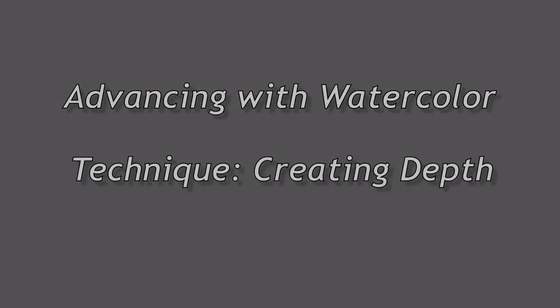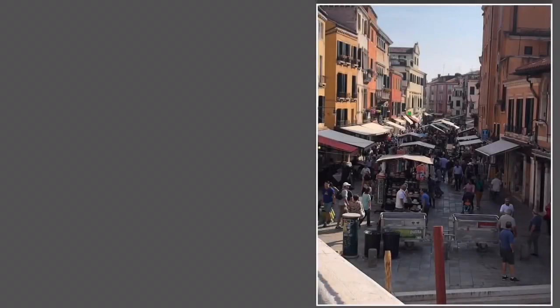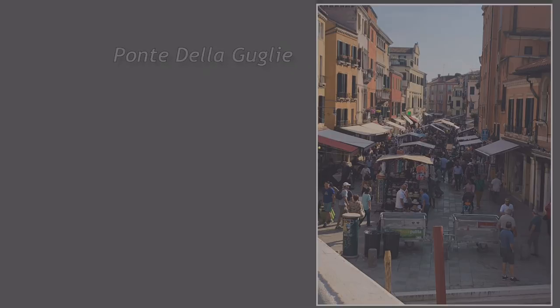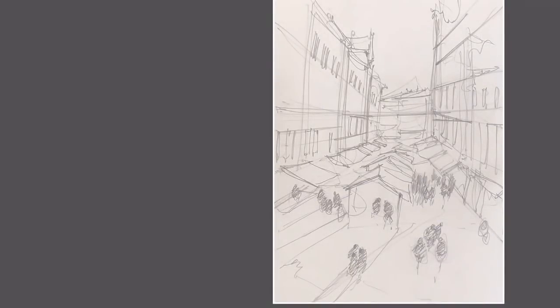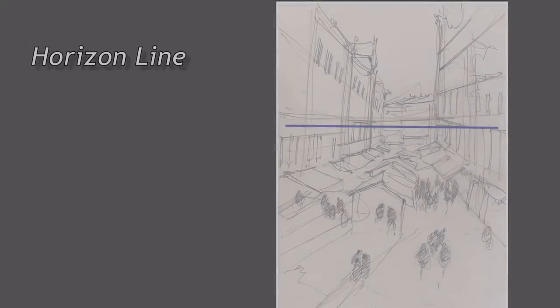Today's topic is creating depth in a painting. And we use several things to do this in today's piece. Have a look at the photograph from the Ponte della Guglie in Venice. It's quite complex, but there are some things that we can pick up on it. I'm going to show you a sketch in a second here. A very loose sketch to illustrate some of the lines that I'm using to line up my windows, rooftops, the awnings that extend off of the buildings, and even the bottoms of the buildings.